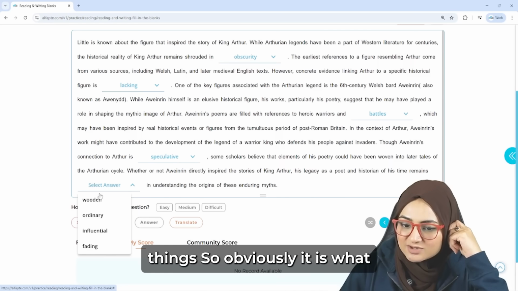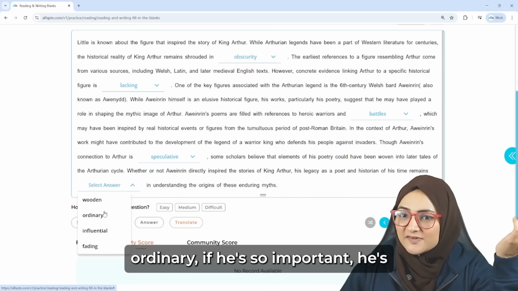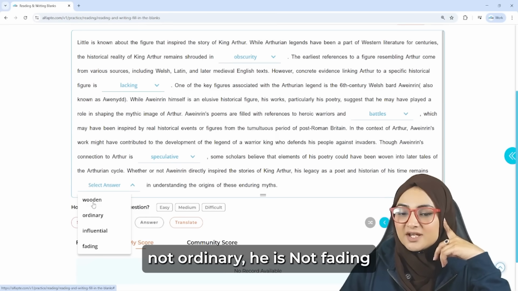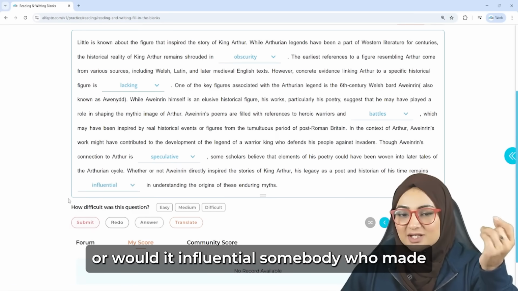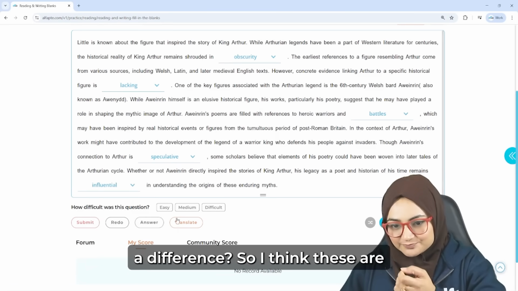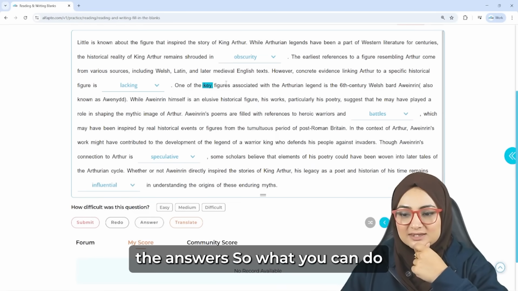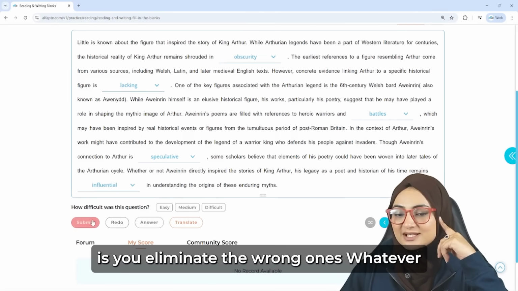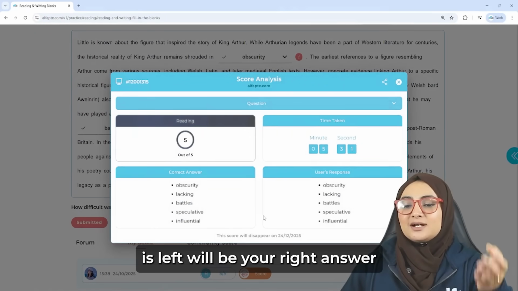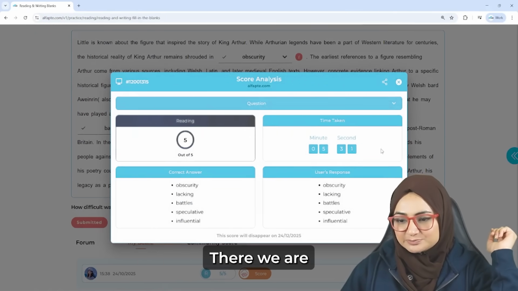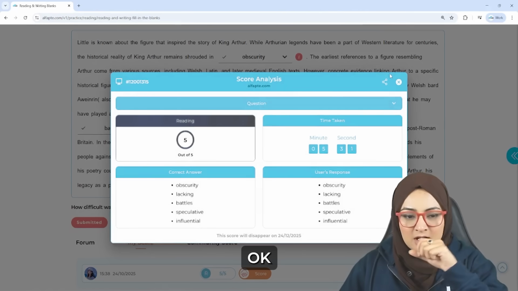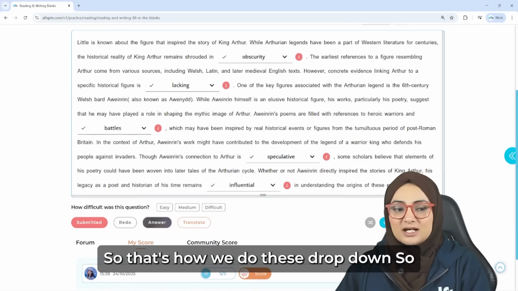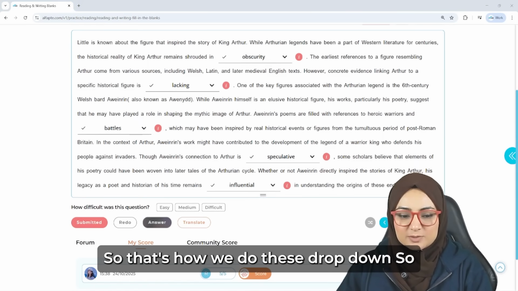So obviously, it is what? Ordinary? If he's so important, he's not ordinary. He is not fading or wooden, influential, somebody who made a difference. So I think these are the answers. So what you can do is you eliminate the wrong ones, whatever is left will be your right answer. There we are. Okay. So that's how we do these drop down blanks.